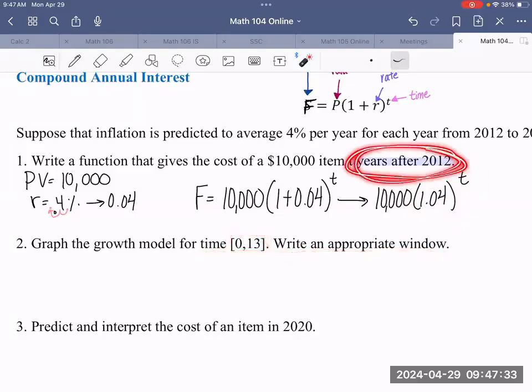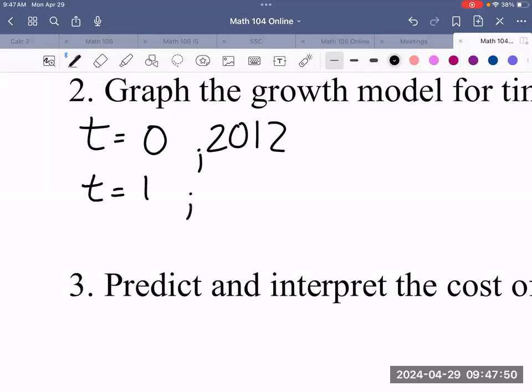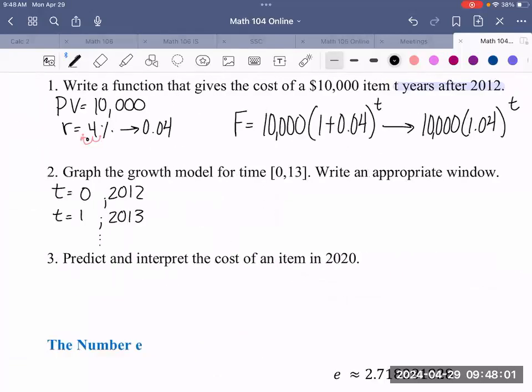Now it does tell us that T is the years after 2012, which we recall. For the year 2012, what does your T value stand for? Well, T is 0 for 2012, which means if T is 1, we have the year 2013. So keep that in mind. We just haven't seen that one in a little bit. However, it does come back to us a lot.